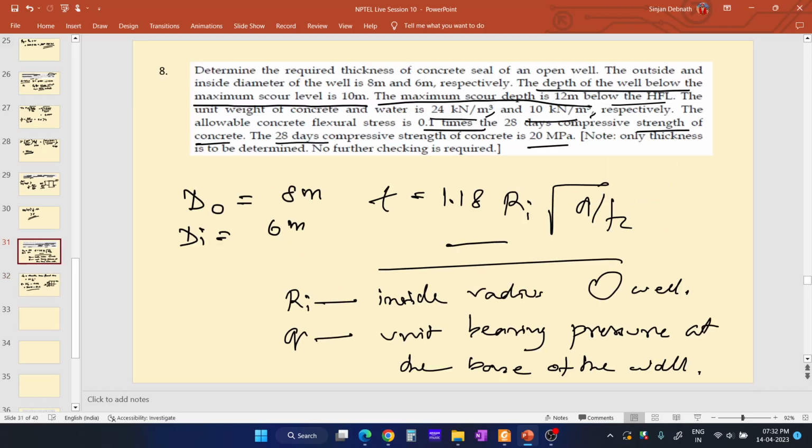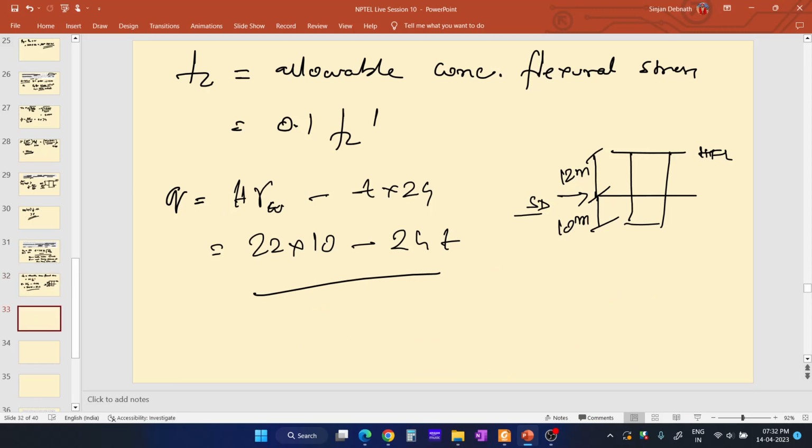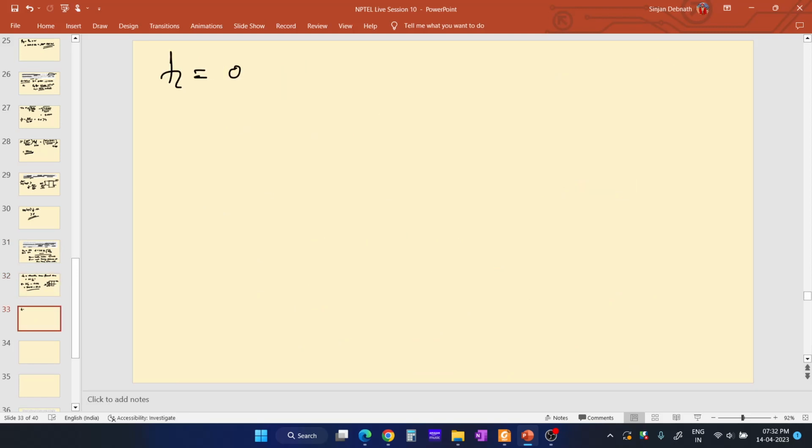It is also mentioned in the question that the 28 days compressive strength of concrete is 20 MPa. So Fc dash is 20 MPa, and Fc is 0.1 into 20 MPa, which means 20 into 10 to the power 3 kPa.